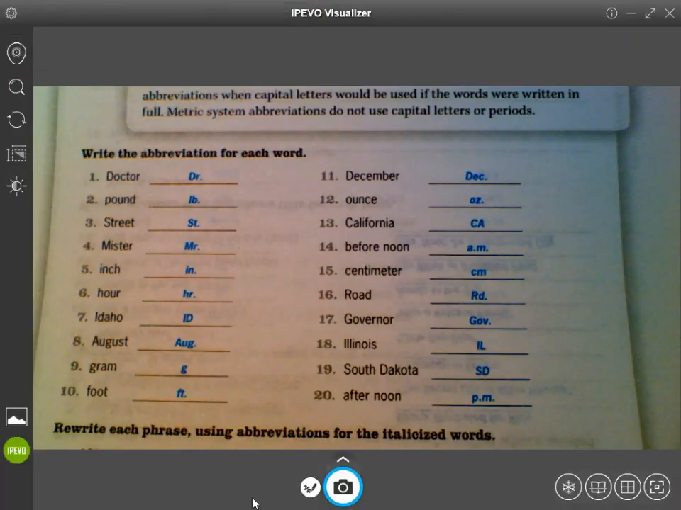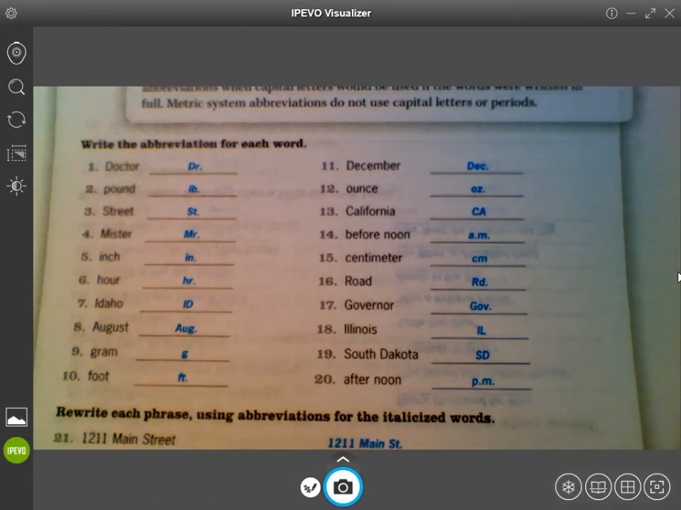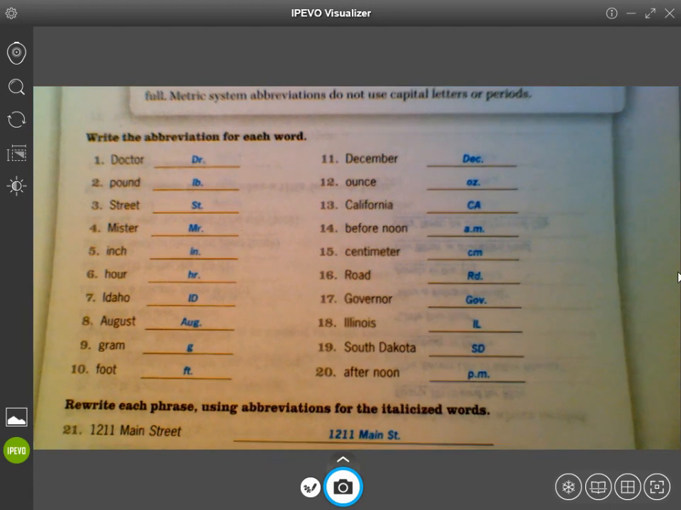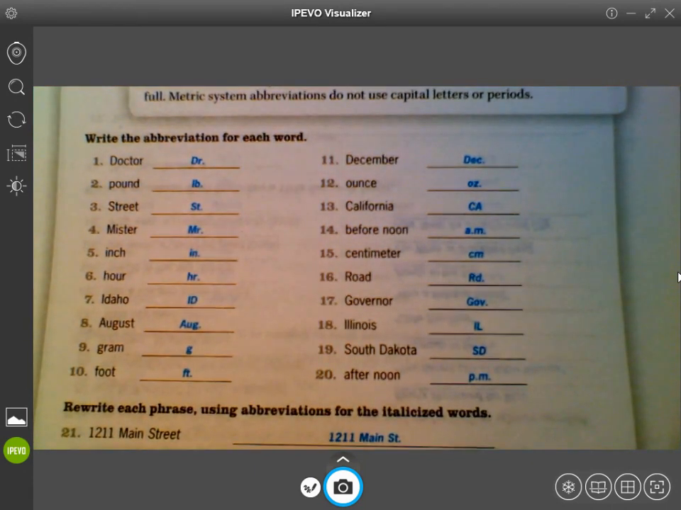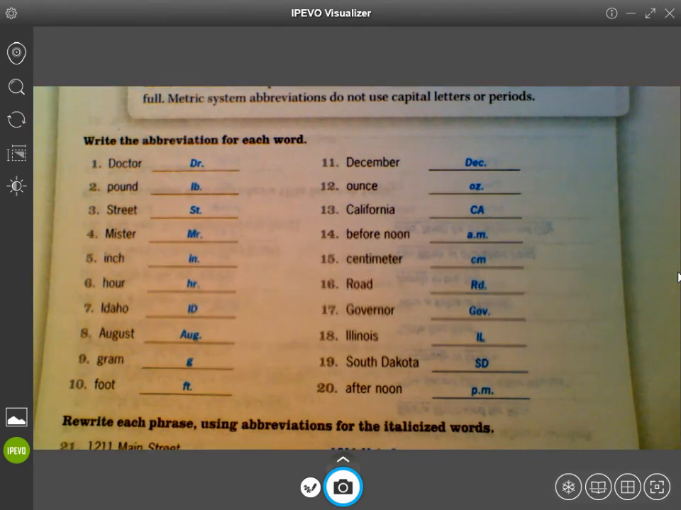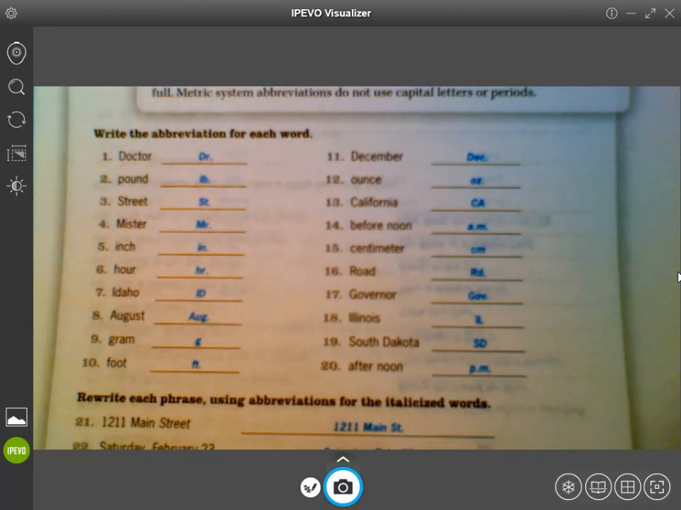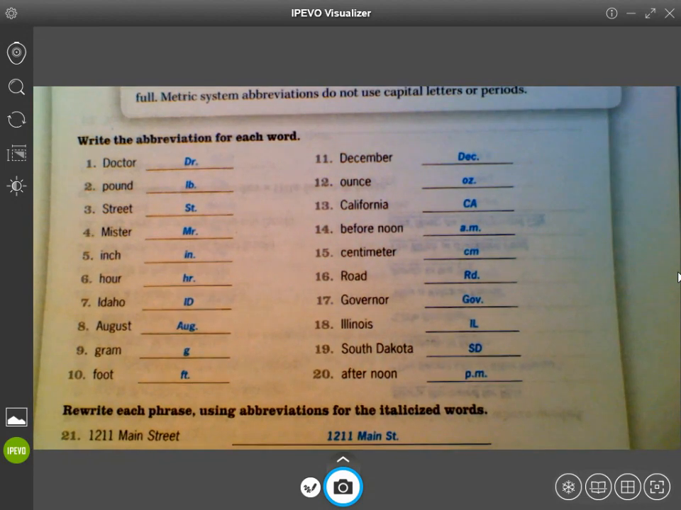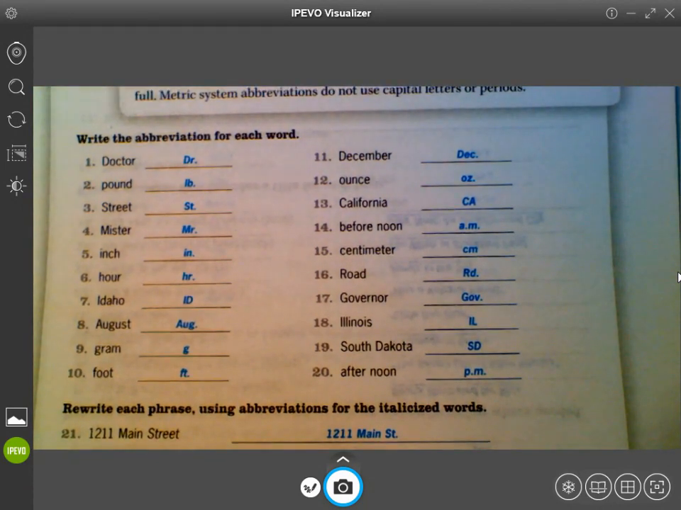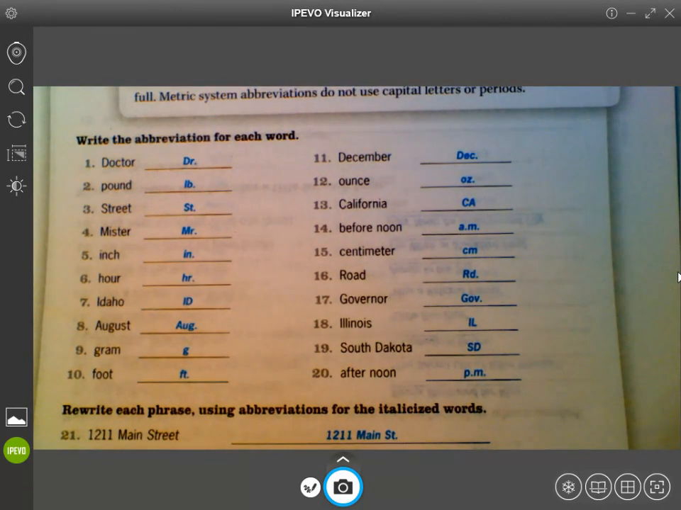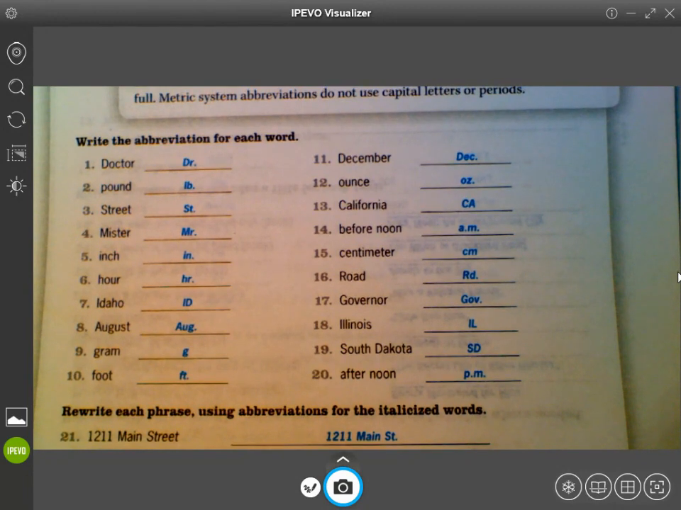Open up to page 114 in our EPB. During our last grammar lesson, and I know it's a little dark up there for my in-person learners, we talked about abbreviations and all the different ways we can abbreviate words. So for numbers 1 through 20, you were supposed to write the abbreviation for each of the words they gave you.